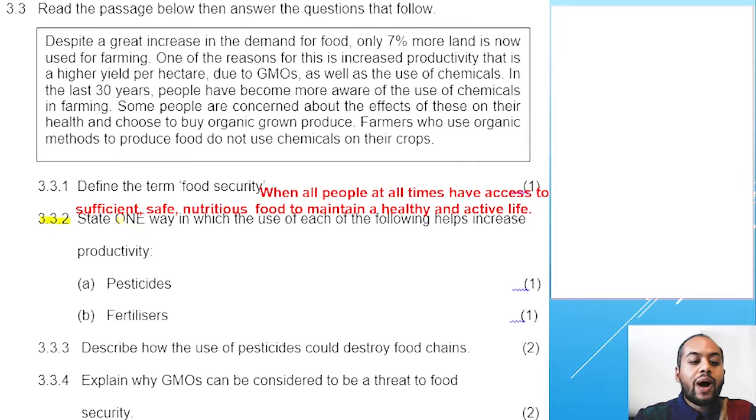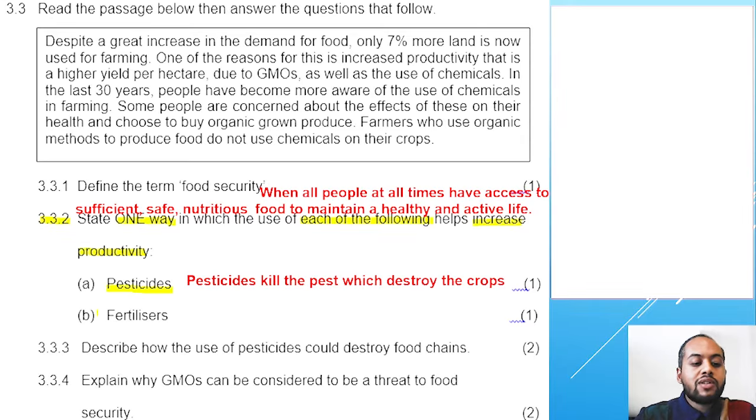3.3.2 says state one way in which the use of each of the following helps to increase productivity. We're first going to start with pesticides for 1 mark. How do pesticides help to increase productivity? Pesticides are generally there to help kill pests. So we could say pesticides kill the pests which destroy the crops.